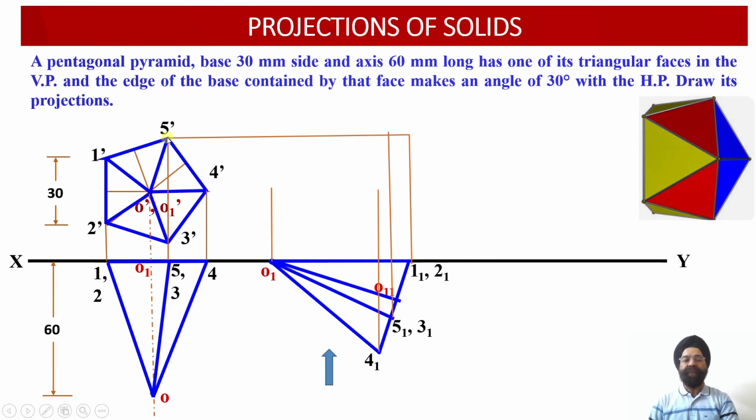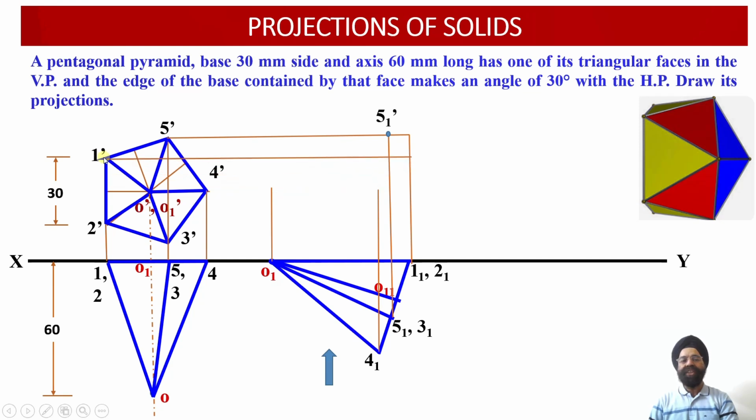So from point 5 dash, we draw a horizontal projector line. Wherever it intersects with the vertical projector line drawn through the point 5, 1, here we are going to obtain the point 5, 1 dash. So the next point available with us is 1 dash over here.